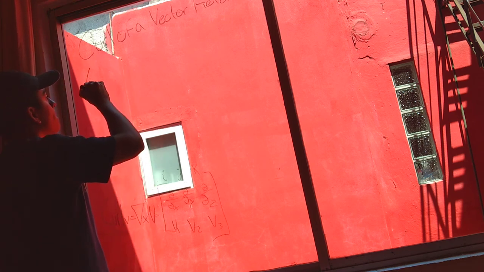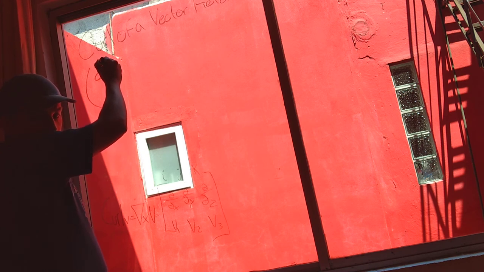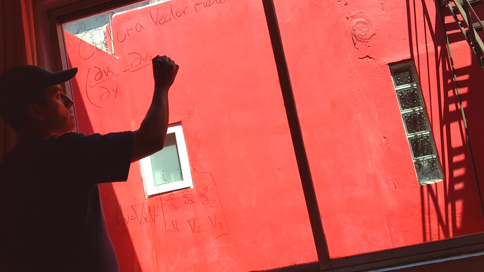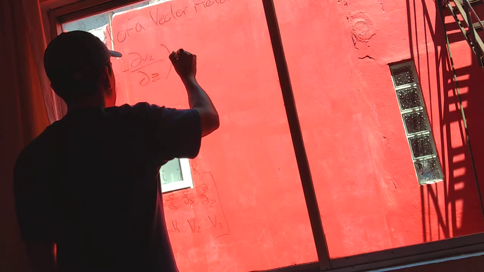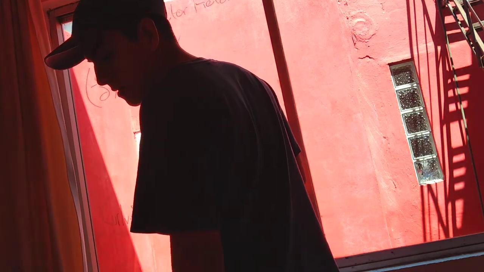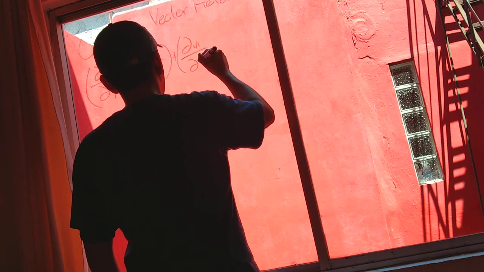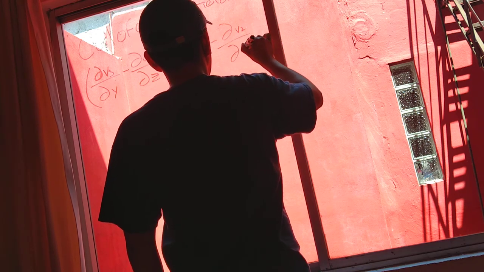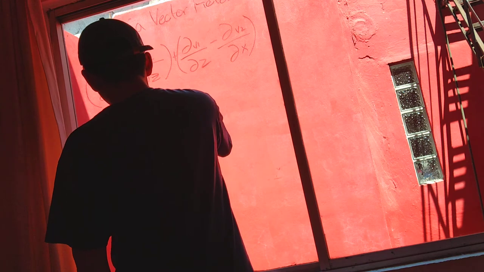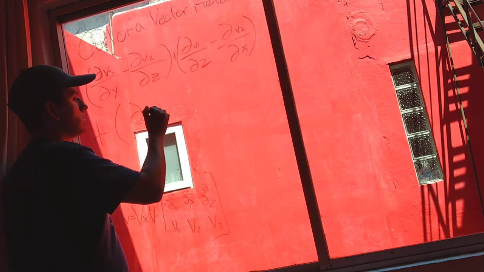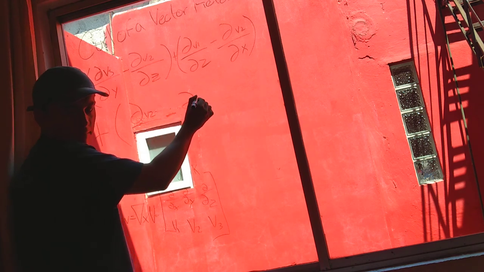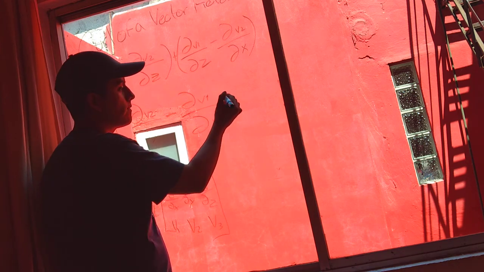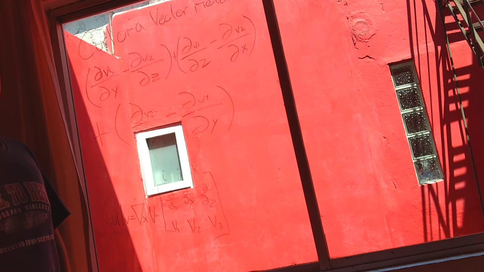Okay, so this, the derivative of v3 with respect to y minus the derivative of v2 with respect to z, plus, I have to write, plus the derivative of v2 minus the derivative of v3. V1 derivative of y.